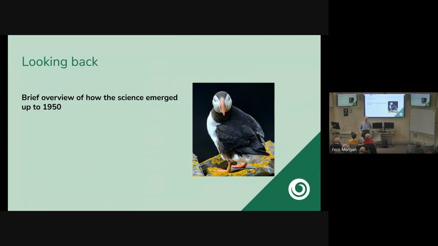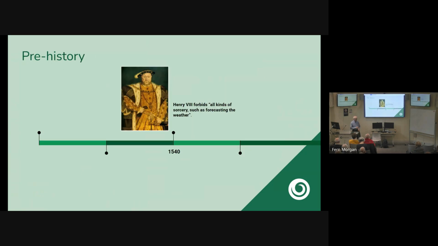Let's start by just looking back at the beginnings of the subject, and then set some sort of context. I won't say this is the very beginning of atmospheric science, but it's something that caused a lot of amusement, and actually recently some controversy. So this guy, who is not particularly known for his consensual way of governing, forbade all kinds of sorcery, such as forecasting the weather. I remember it being first announced in the Royal Meteorological Society. Somebody had found this and pointed this out very pointedly to the Met Office.